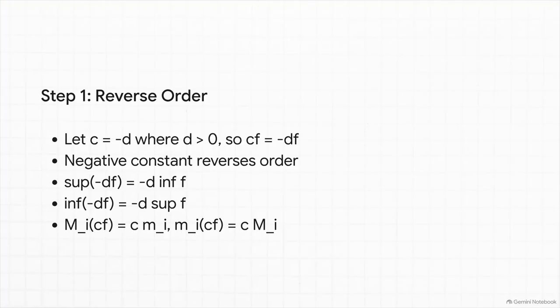Step 1. You throw a tricky here, so pay close attention. Let C equal negative D where D is greater than 0. Then CF equals negative DF. Here's the real game changer.